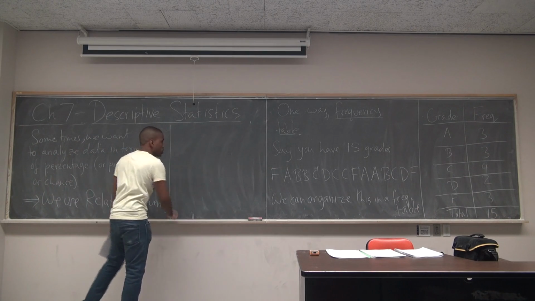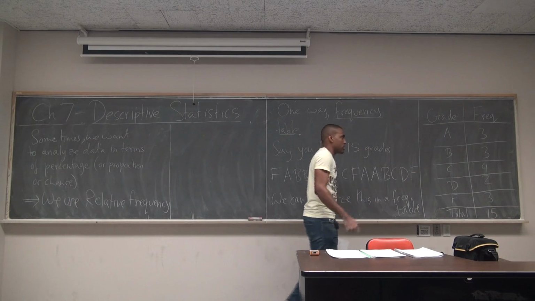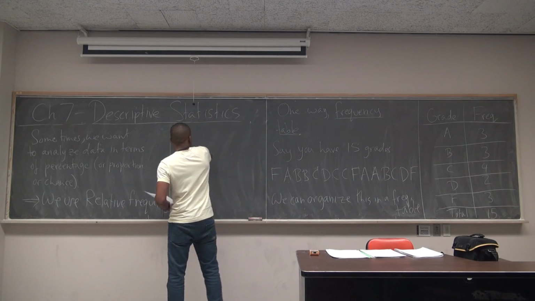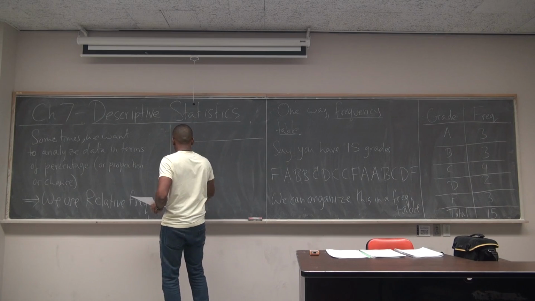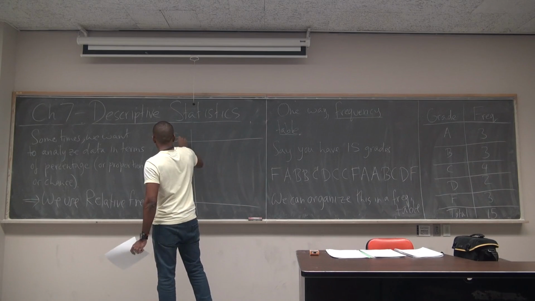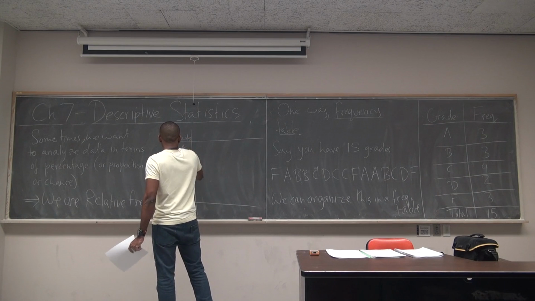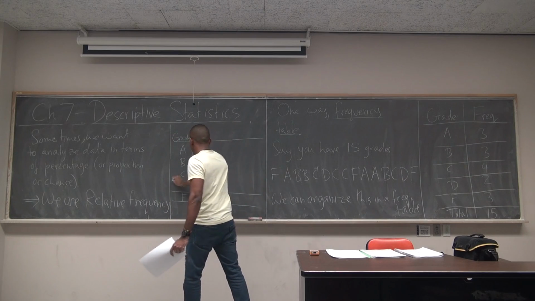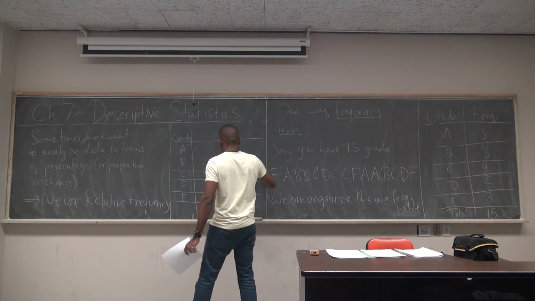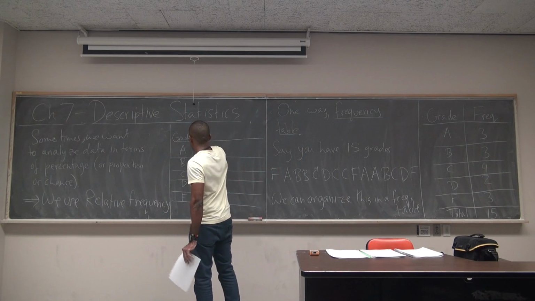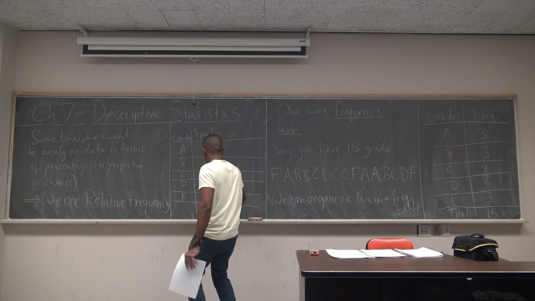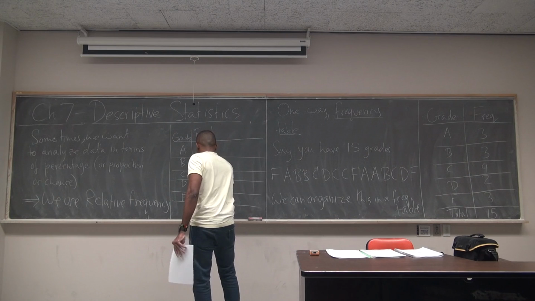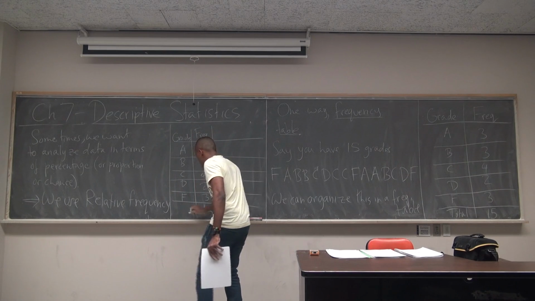Okay? So yeah, I know that 3 people got A's, but what percentage of the class is that? Right? So I can do something like this. I can have here the grades, A, B, C, D, F. I have the frequency, which I just had before, which was 3, 3, 4, 2, 3. That would add up to 15 total.